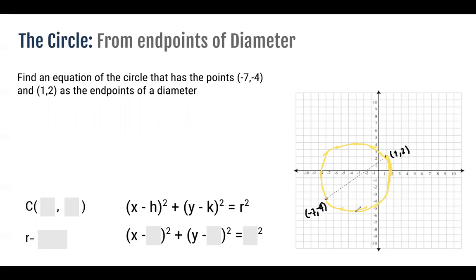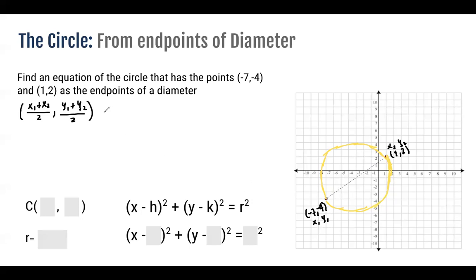We know that in order to find the center, we have a midpoint formula. And that midpoint formula goes like this: x1 plus x2 divided by 2, and y1 plus y2 divided by 2. It doesn't really matter which one you pick. I'm going to call this x1 and y1, and this one x2, y2.